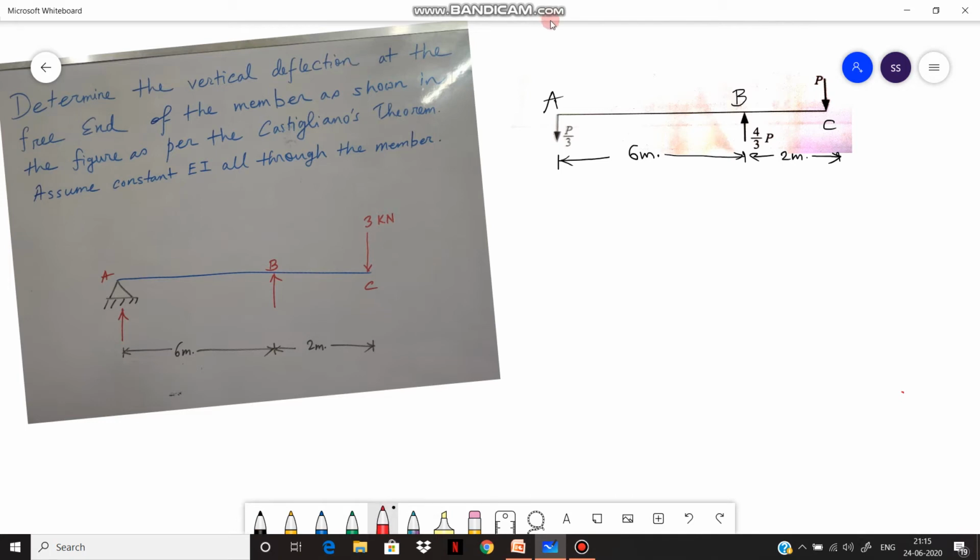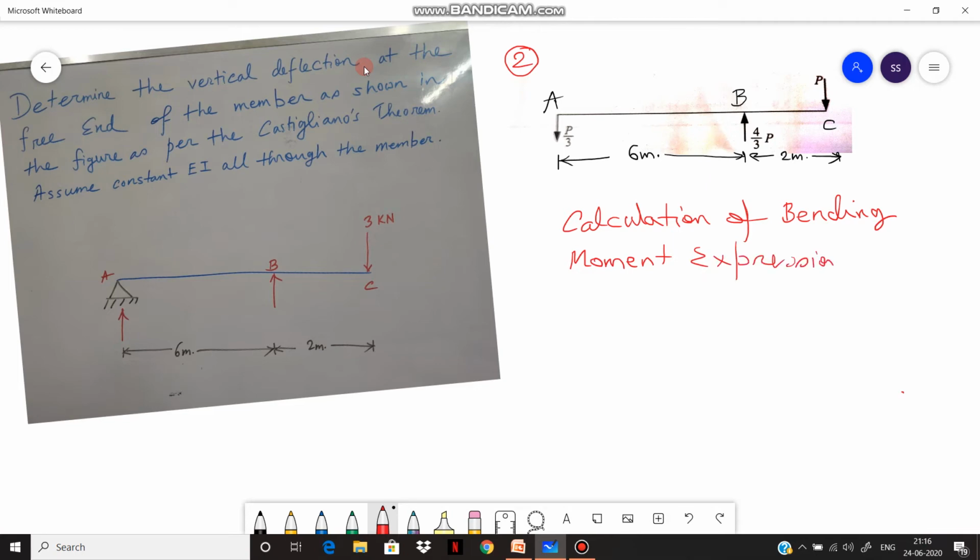Now the next step, that means step number 2, is calculation of bending moment expression.